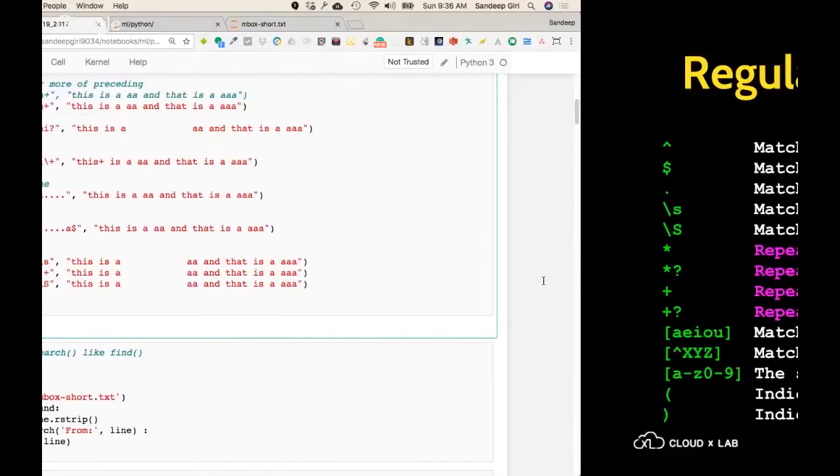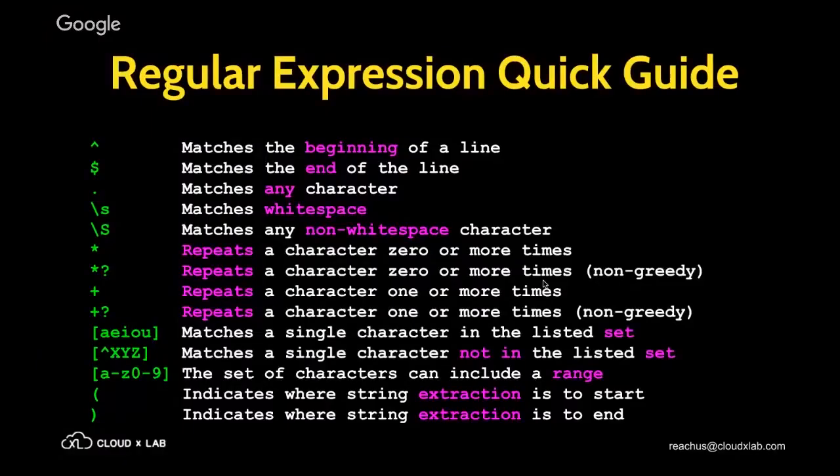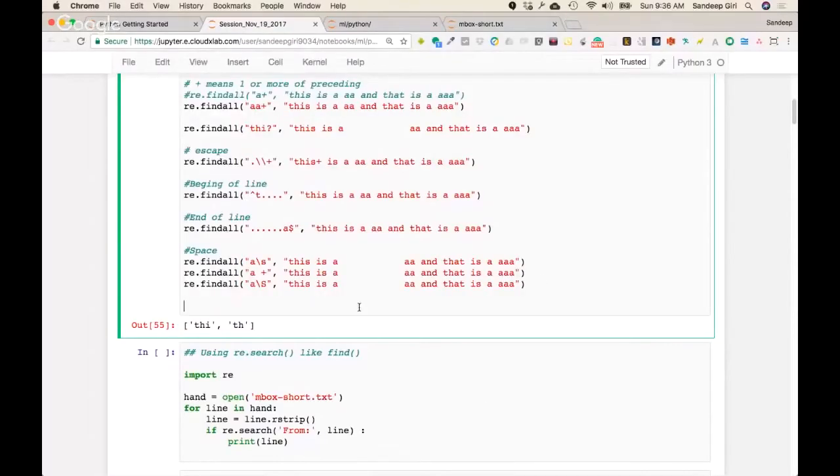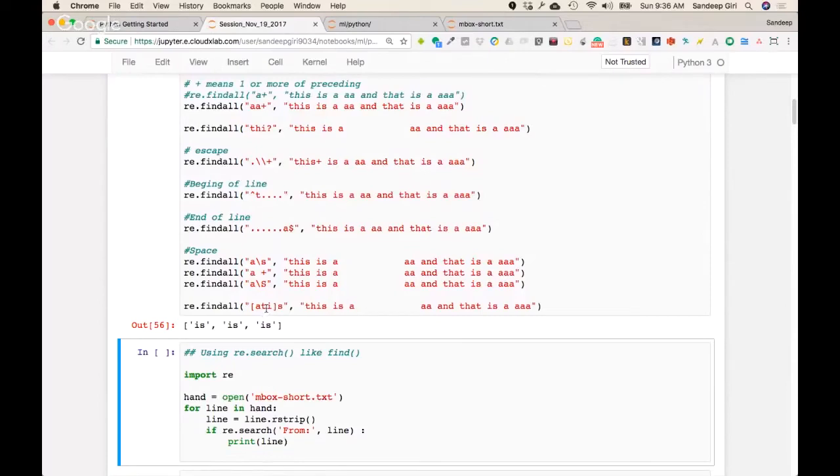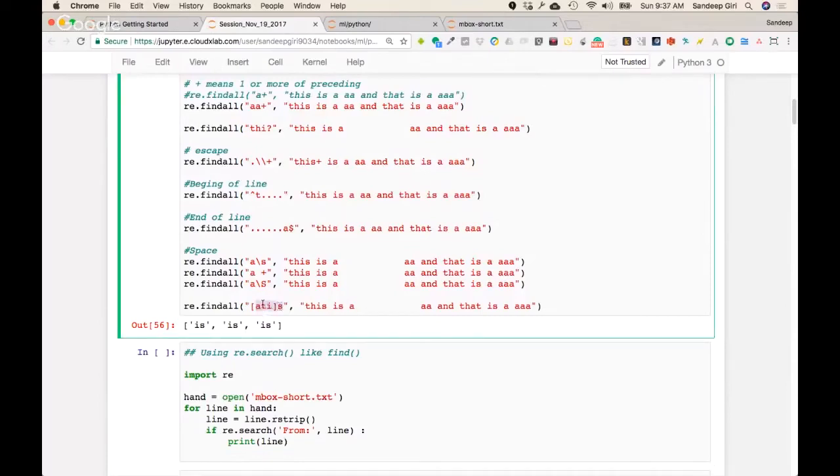Okay, so zero or more of a character is the question mark. Now, if you want to say match either of these characters, what you do is you put them in square brackets. You would like to say match either A or T or I, followed by S. So it will match with AS, TS, or IS.